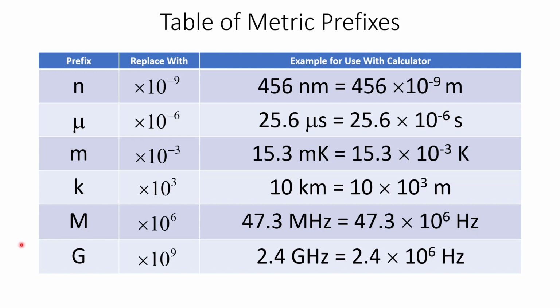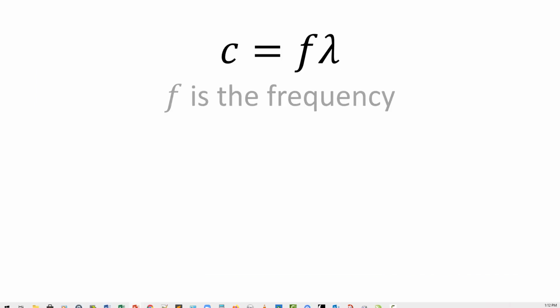And then the capital G, pronounced giga or giga. Either pronunciation is okay depending on where you are in the world, but that means times 10 to the ninth, or billion. So if you see something like 2.4 gigahertz, replace the capital G with times 10 to the sixth, and you can put it into your calculator that way. 2.4 times 10 to the sixth hertz.